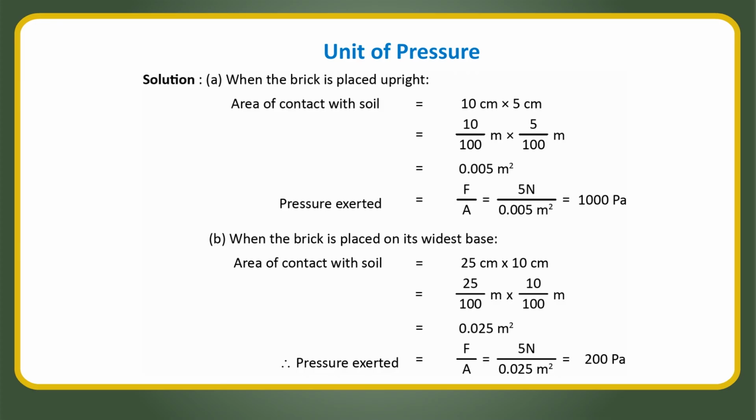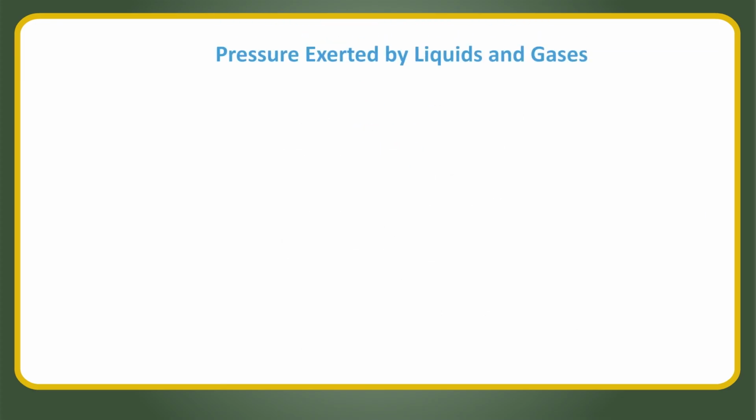B. When the brick is placed on its widest base, area of contact with soil equals 25 cm by 10 cm equals 25/100 meters times 10/100 meters equals 0.025 square meters. Pressure exerted equals F/A equals 5 N over 0.025 square meters equals 200 Pa.